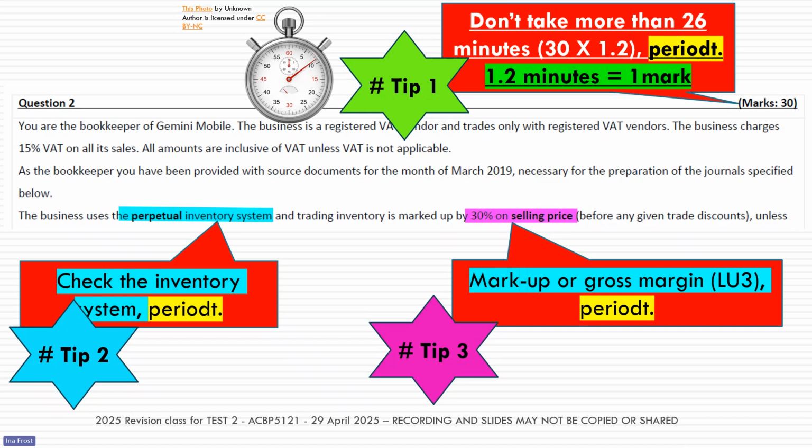Then remember, tip number 2: make sure you see which inventory system is being used. And tip number 3: if it's the perpetual inventory system, like in this question, is it a markup or is it a gross margin? Remember, that comes right back from learning unit number 3.